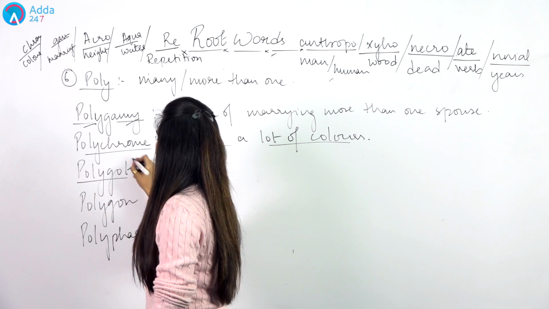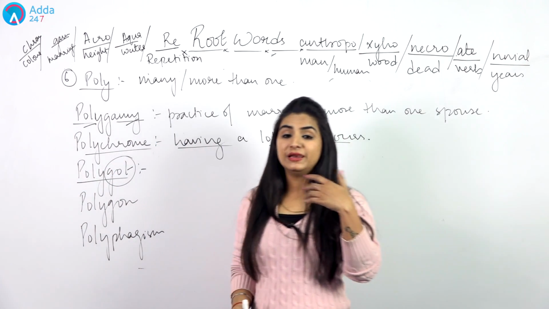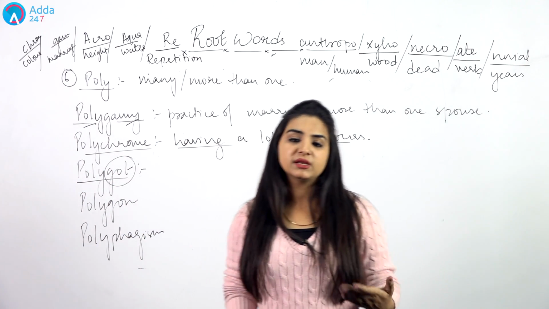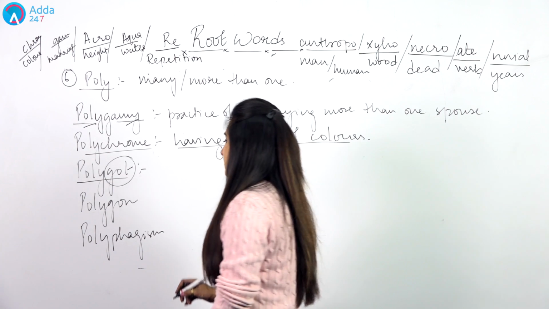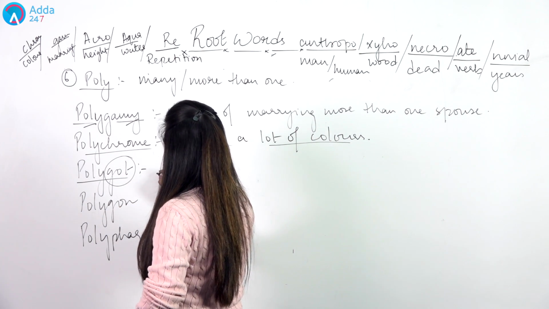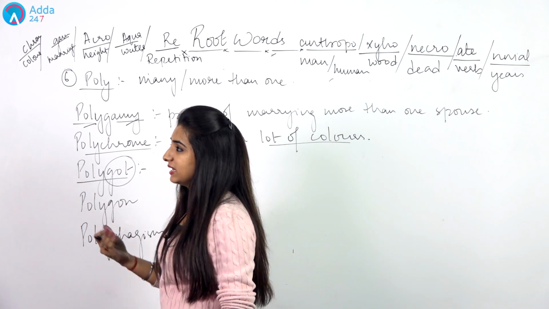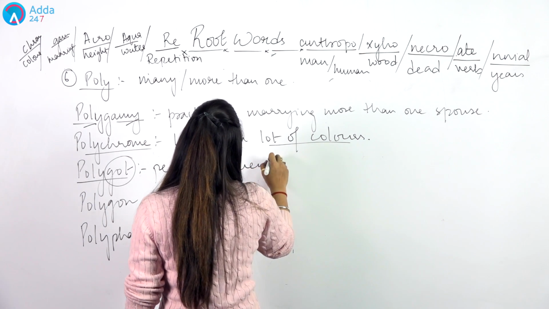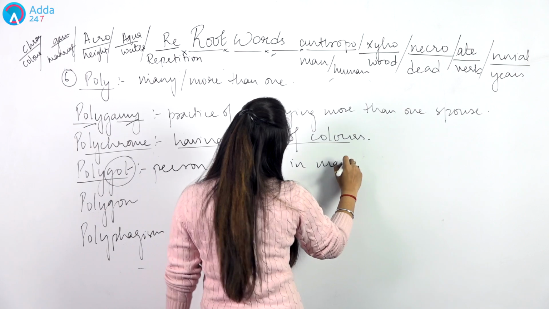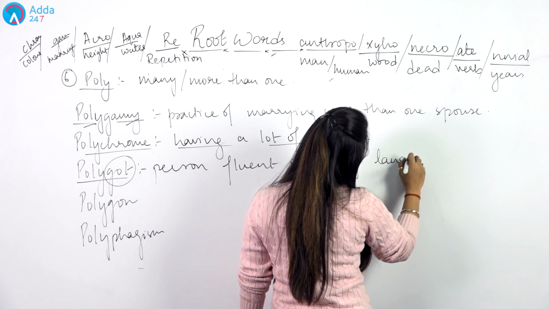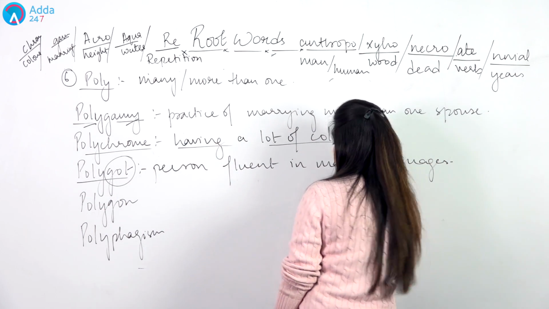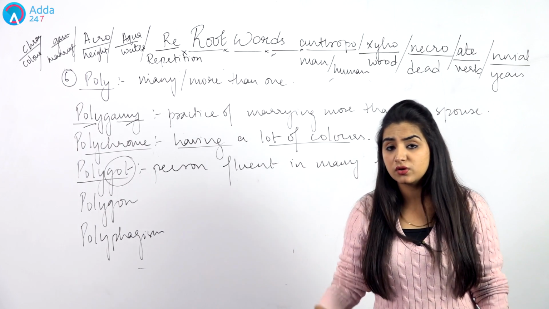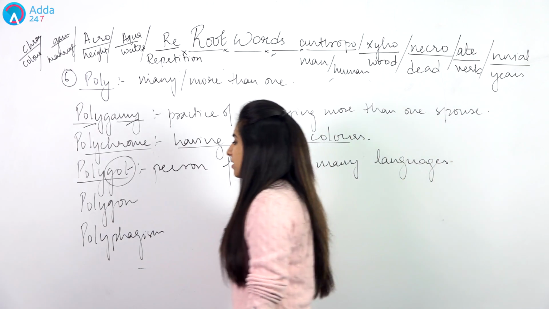Next is polyglot. Glot is somebody related to languages. When I say polyglot, polyglot is a person who is fluent in many languages. Maybe he can understand a lot of languages, maybe he can speak a lot of languages, maybe he can write a lot of languages. So that is what we mean by polyglot.